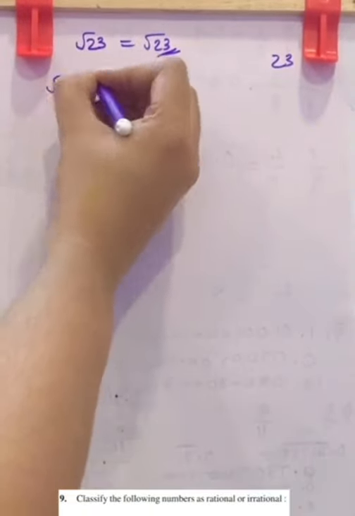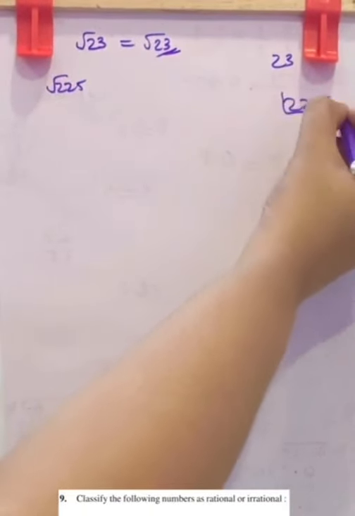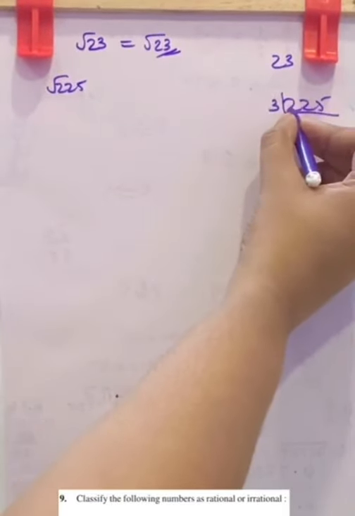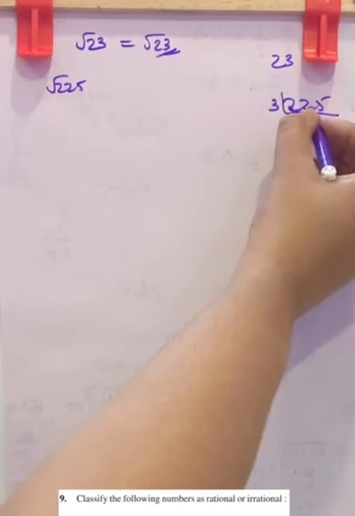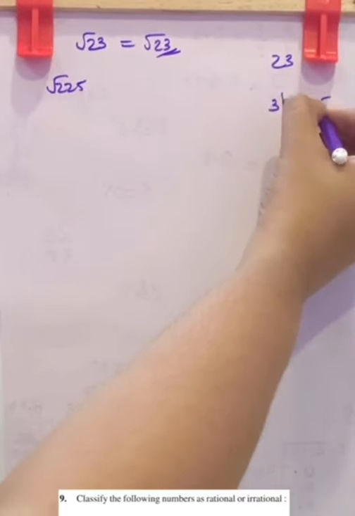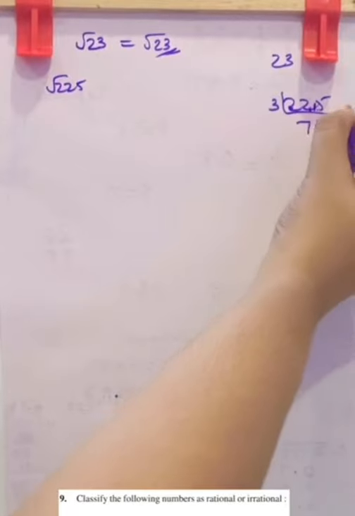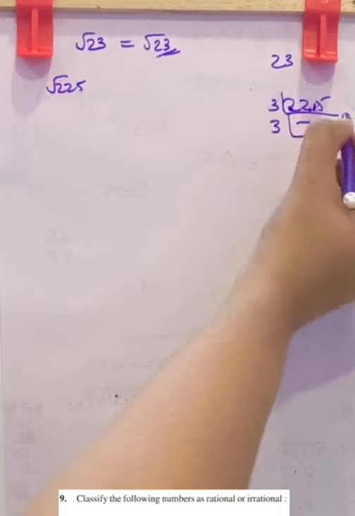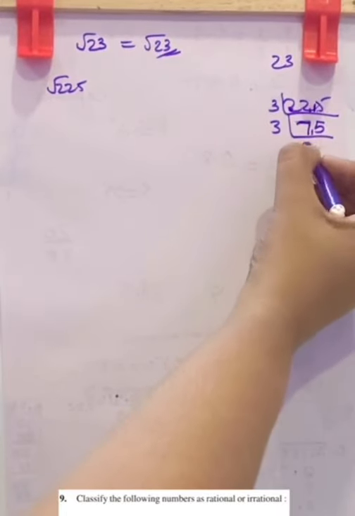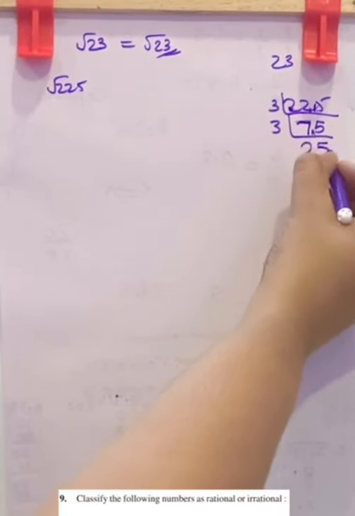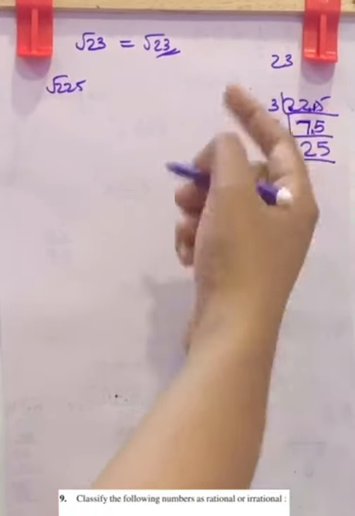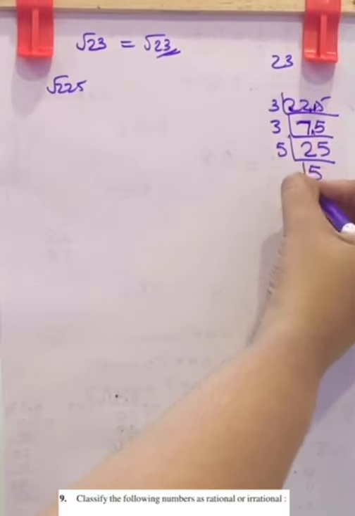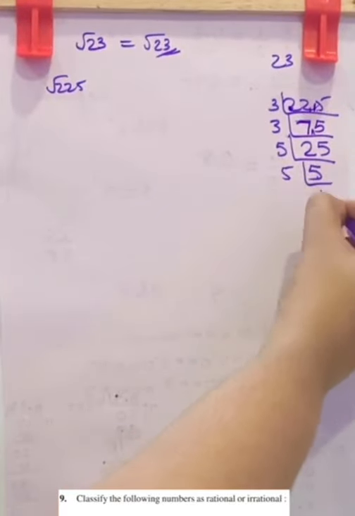Root 225. Let us factorize it. Here 3. In 22 you can do, so take 22 along. So 7 3s are 21, balance 1. 5 3s are 15. Now again 3. 2 3s are 6, balance 1. That is, here was 7. So 2 3s are 6, balance 1, 15. 5 3s are 15. Now here you can divide by 3. Next prime is 5. Now 5 5s are 25. In 5 also 5.